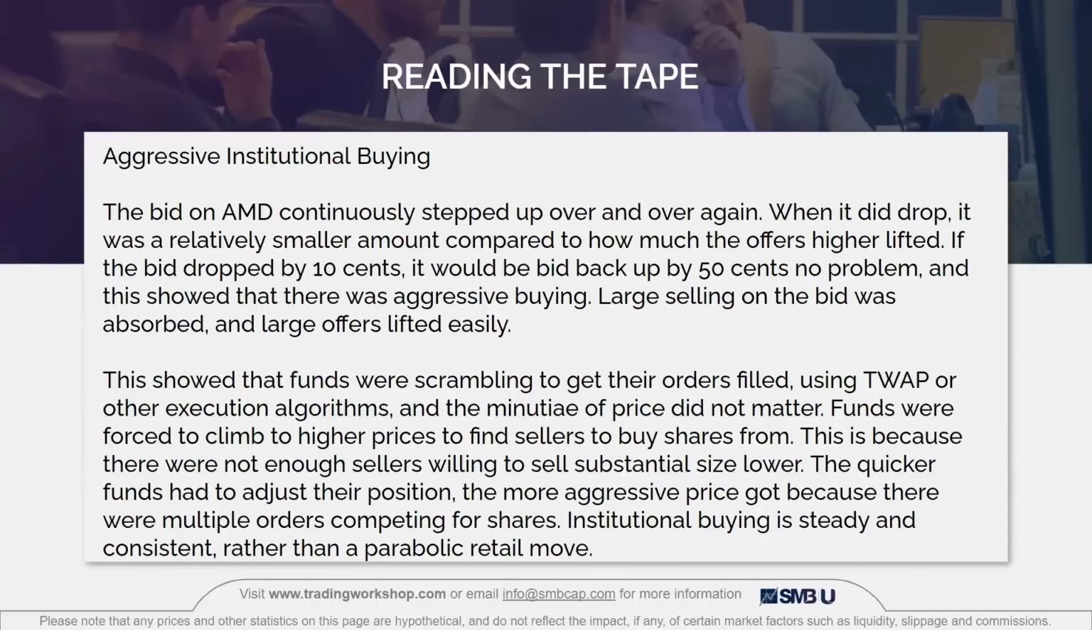And like I said, the institutional buying is very steady and consistent, a very clear uptrend, very clear slope, rather than a parabolic blow-off move you would see on a stock moving on no news or cheaper running on retail volume. So that's the gist of how the tape felt during these days.